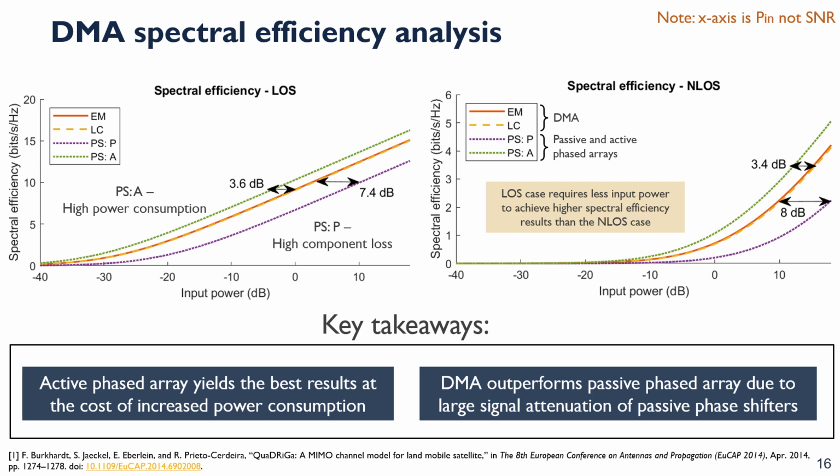Now, this is for the line of sight case. For the non-line of sight case, where there's no direct path between the transmitter and the receiver, overall we find that the spectral efficiency reduces by a significant amount as expected, and the same exact trends apply here, where the active phased array case performs the best and the passive phased array case performs the worst.